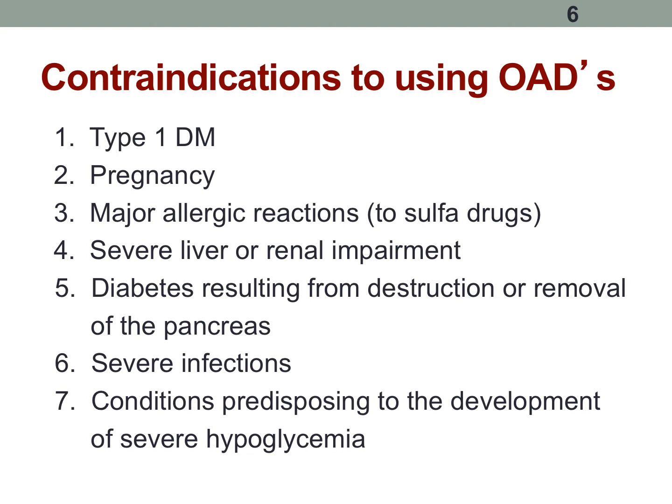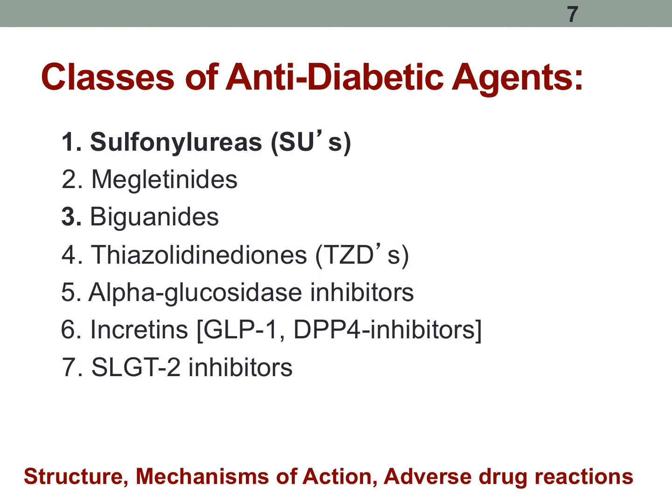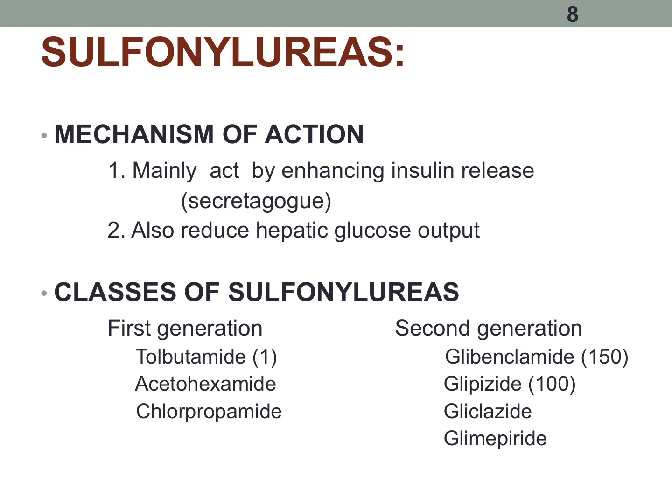And among conditions predisposing to the development of severe hypoglycemia, as much as possible, we also avoid some of these oral agents, especially the first class, the sulfonylureas. So we will begin with this first drug class, the SUs or the sulfonylureas. Their mechanism of action is very simple. They stimulate insulin secretion, and because of that action, it will also inhibit hepatic glucose production, hepatic gluconeogenesis.